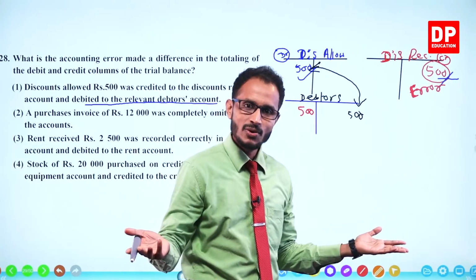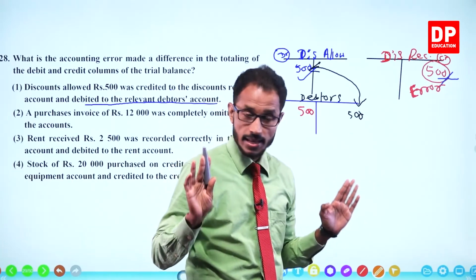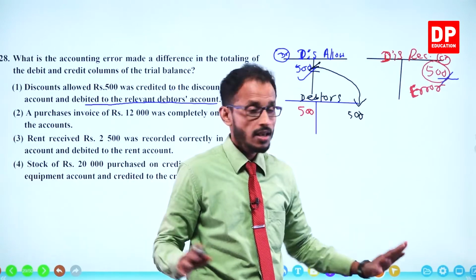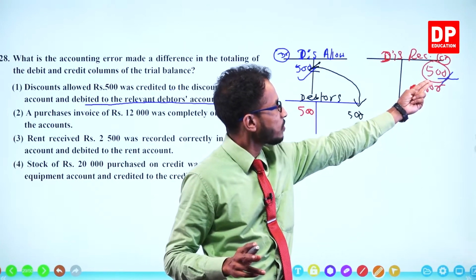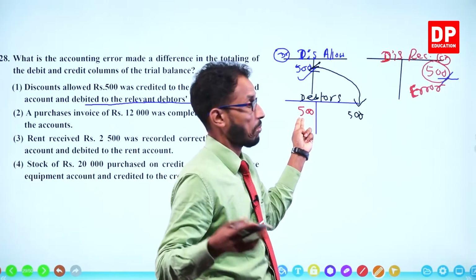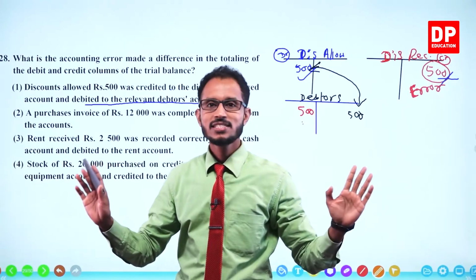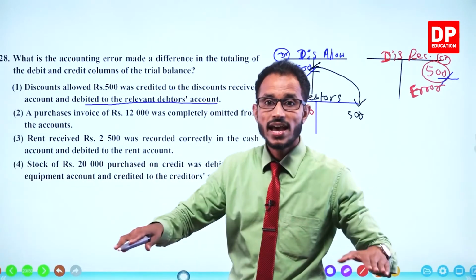That is also balanced now. It is an error, no doubt about that, but the double entry has been balanced. Discount received, credit. Debtors account, debit. The same amount has gone to the credit and debit side. It's balanced. It doesn't create a difference in the trial balance.